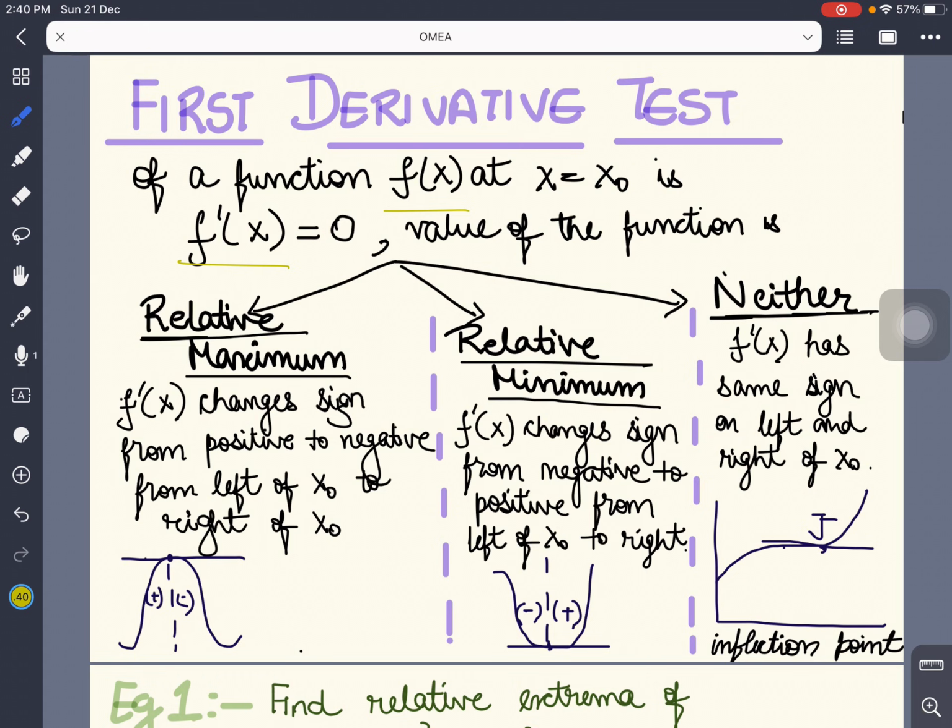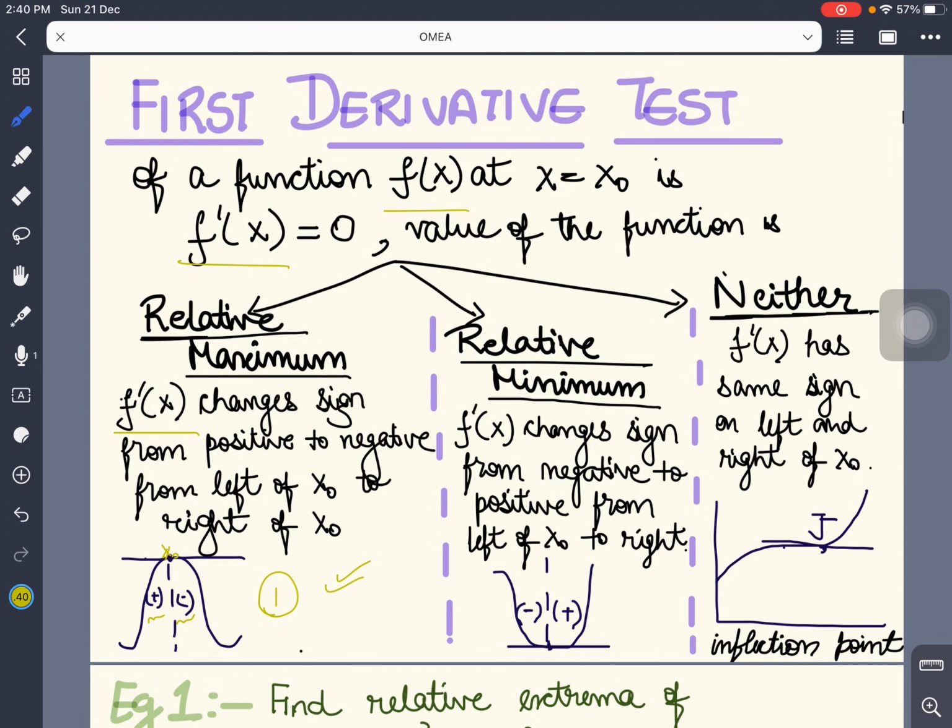If f'(x), the first derivative, changes its sign from positive to negative, from the left of a point x equals x naught to the right of x naught, then that point is known as a relative maximum point. As you can see in this figure, at x equals x naught it is changing from positive to negative, from left of x naught to right of x naught. So this is a relative maximum point at x equals x naught.